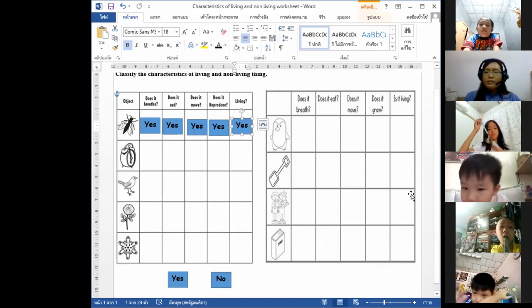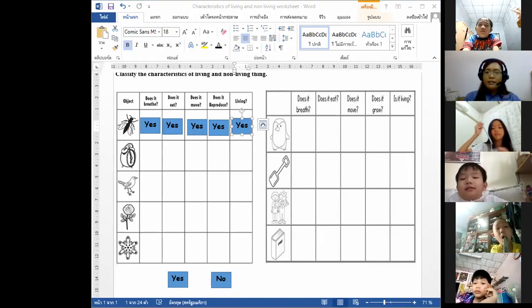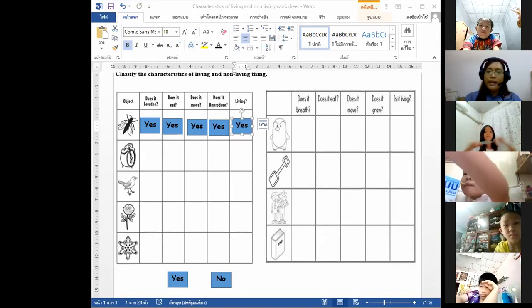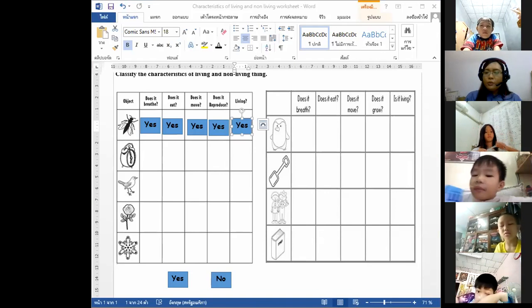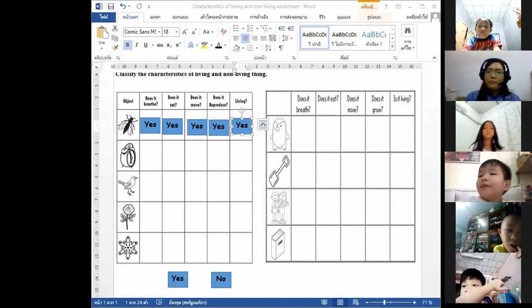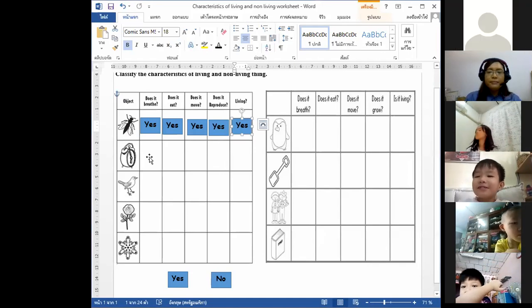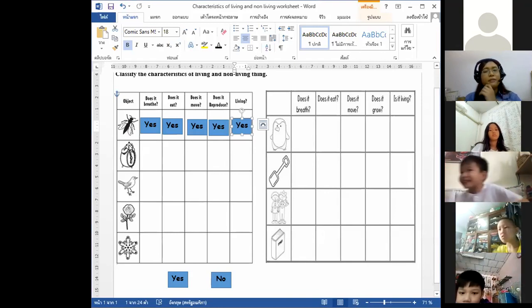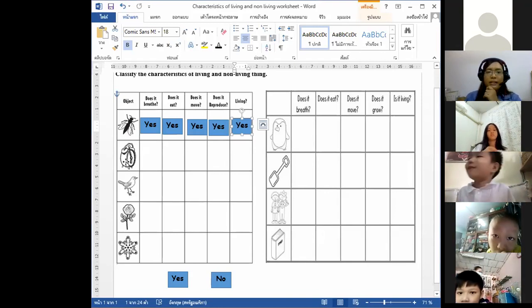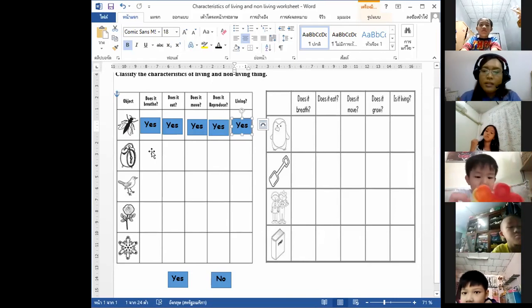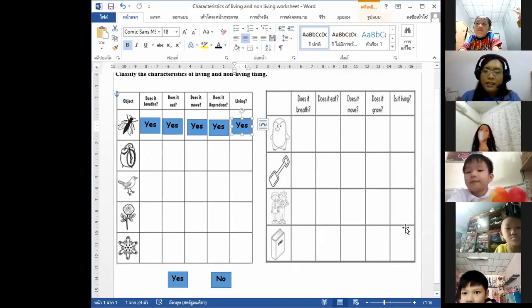Okay, everybody, turn off your microphone. I will ask one by one, okay? Let's start with Namo. Namo, second object. Namo, turn on your microphone, please. Okay, alarm clock. Does it breathe? Namo, yes or no? Namo, does it breathe? Yes or no?